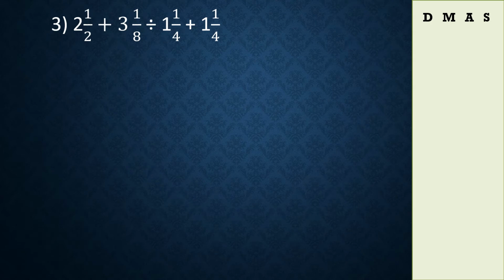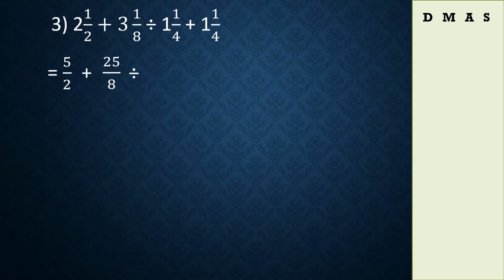Question number 3. 2 and 1 upon 2 plus 3 and 1 upon 8 divided by 1 and 1 upon 4 plus 1 and 1 upon 4. First convert mixed numbers into improper fractions. How? Let's see. 2 twos are 4. 4 plus 1, 5. So we get 5 upon 2. Then write plus sign as it is. 8 threes are 24. 24 plus 1, 25. So we get 25 upon 8.